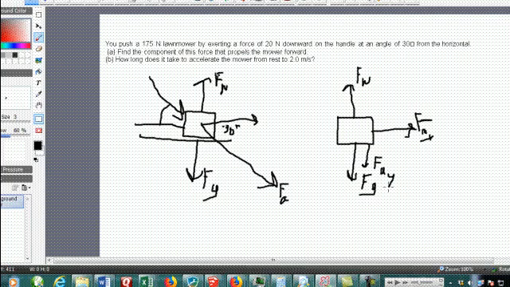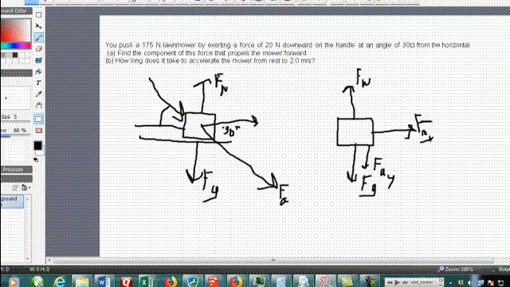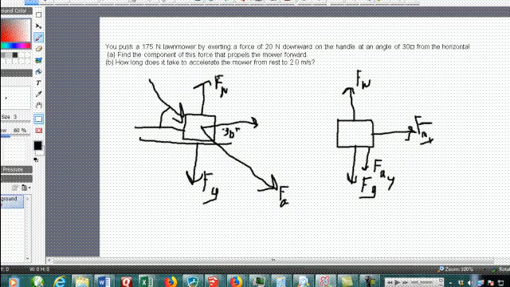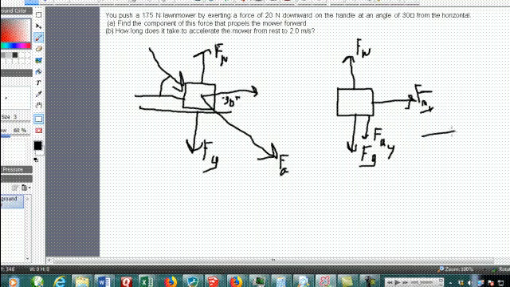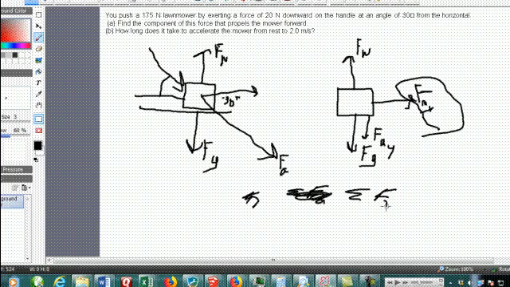Let me switch to the pen, so that can be a little neater. Now, since you have that information, you go back. It says find the component of force that propels the lawnmower forward. You're just looking for this component right here. There's no friction, so you're looking for sigma Fx, because that's the component that pushes it forward, and it is equal to FAX. That's the only force that you see in the x direction.